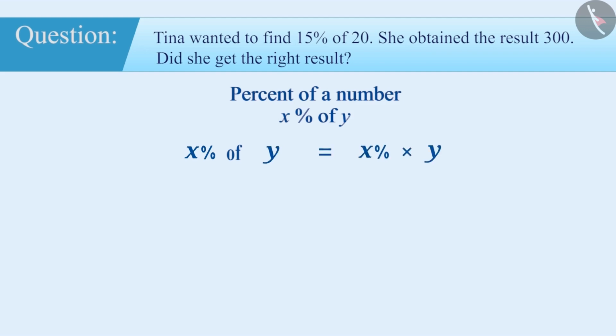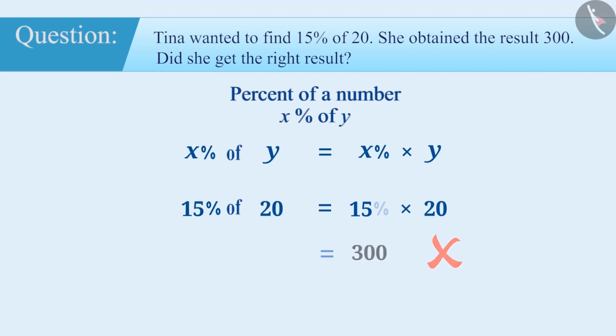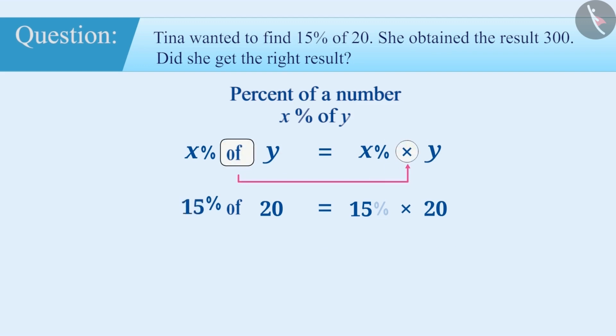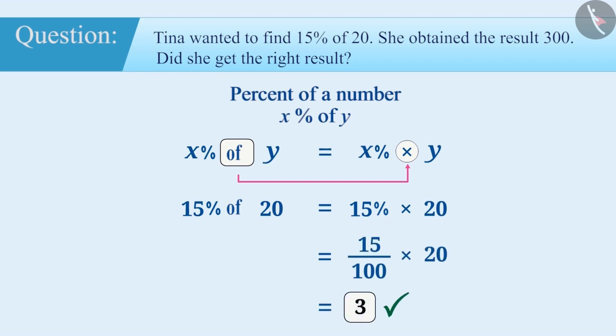Here, Tina ignored the percentage sign in order to get 15% of 20 and multiplied 20 by 15 and got the result 300, which is the wrong answer. The correct understanding is that the use of operator of here expresses the operation of multiplication. In this way, 15% of 20 is equal to 15% into 20, which is equal to 15 by 100 into 20, which is equal to 3. Here, the correct answer is 3.